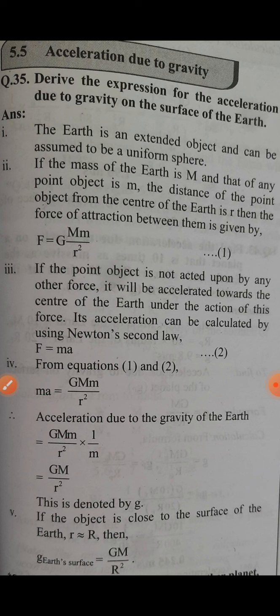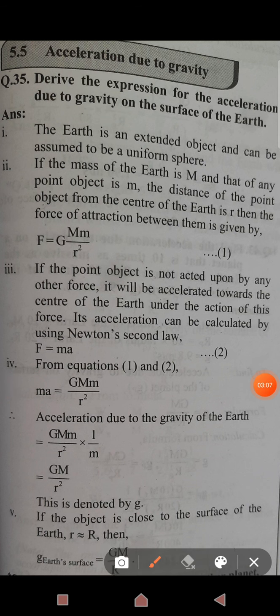Friends, the first point says the earth is an extended object and can be assumed to be a uniform sphere. If the mass of the earth is capital M and that of any point object is small m, and the distance of the object from the center of the earth is small r, then the force of attraction between them is F is equal to G M m upon r square. Friends, we will study this concept in the proper way.